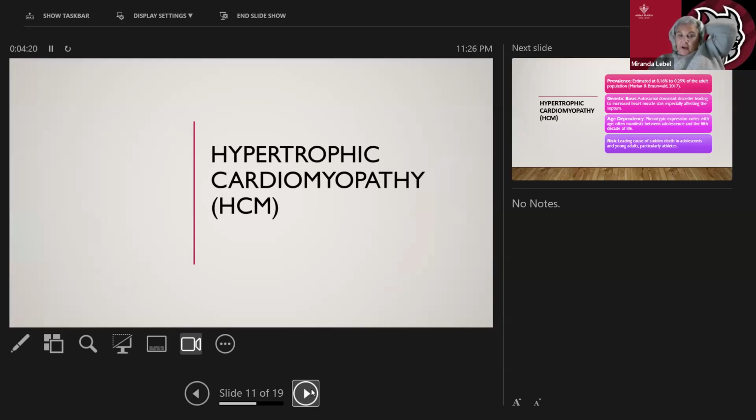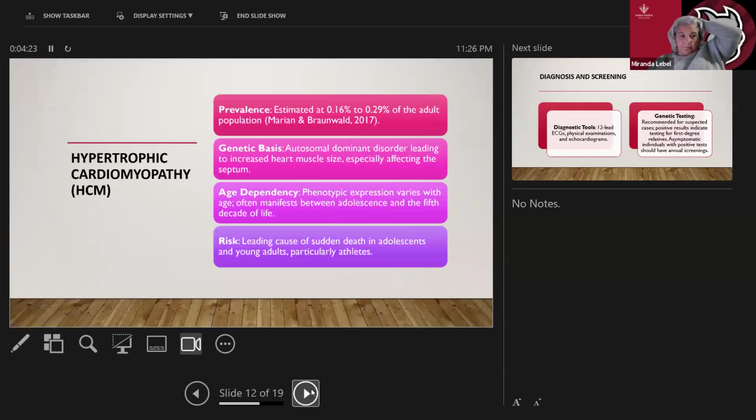Let's move to hypertrophic cardiomyopathy, HCM. The prevalence is estimated at 0.16% to 0.29% of the adult population. There's a genetic basis, an autosomal dominant disorder leading to increased heart muscle size, especially affecting the septum. Phenotypic expression varies with age, often manifesting between adolescence and the fifth decade of life. The risk here is that it's the leading cause of death in adolescents and young adults, particularly athletes.